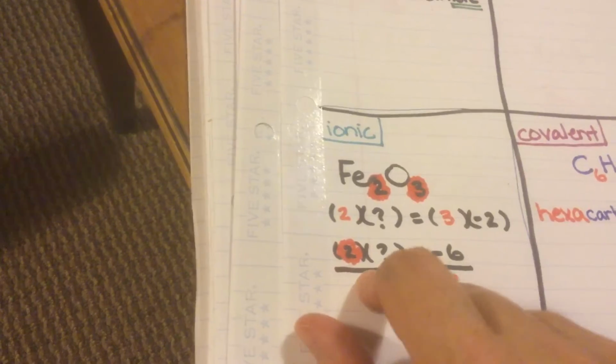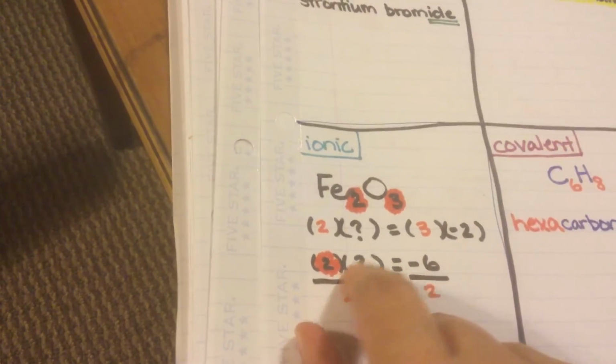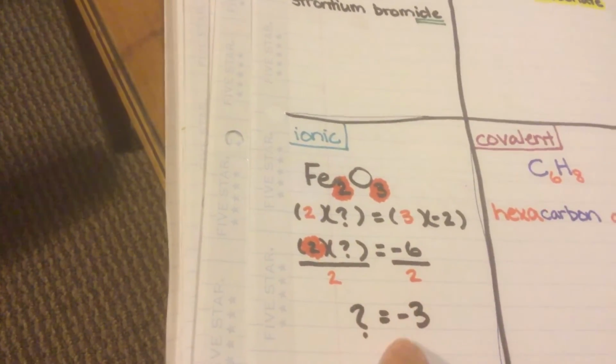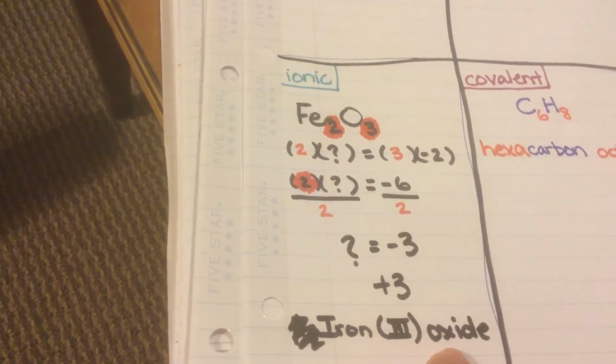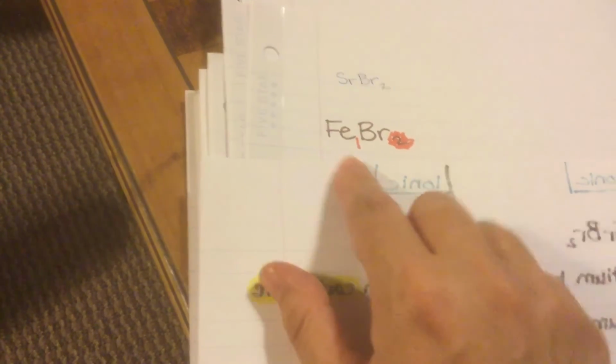So I'm treating it kind of like an equation. If this whole side wants to be positive 6, we divide it by 2 and we get positive 3. So iron 3 oxide. Like I said, I'm not super happy with this explanation, so I have done a separate one over here.